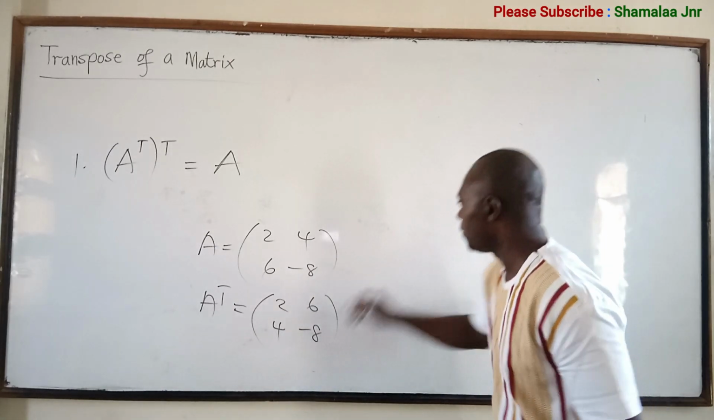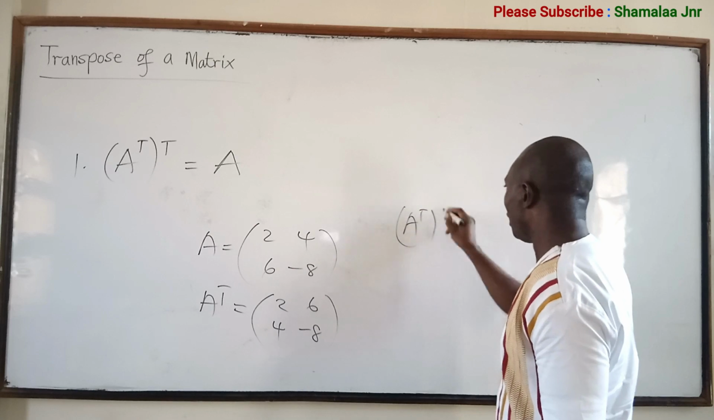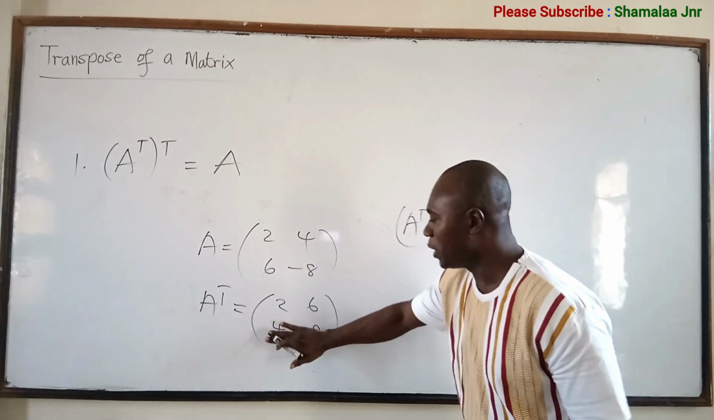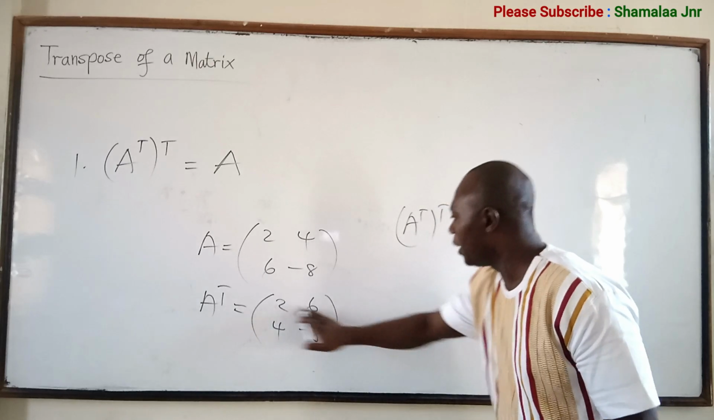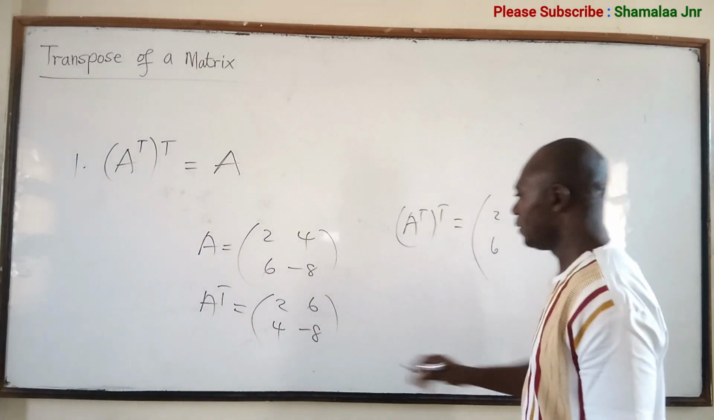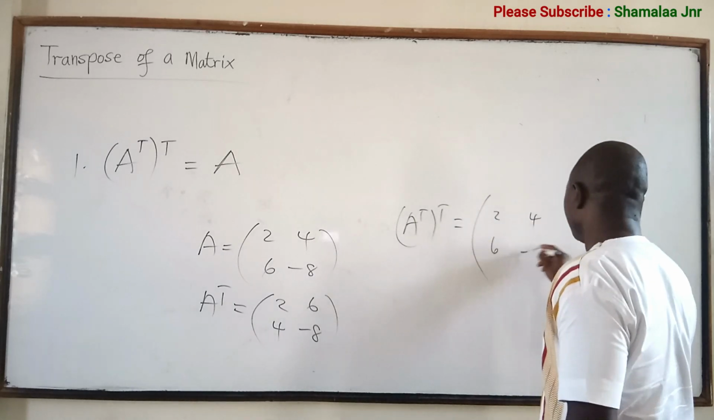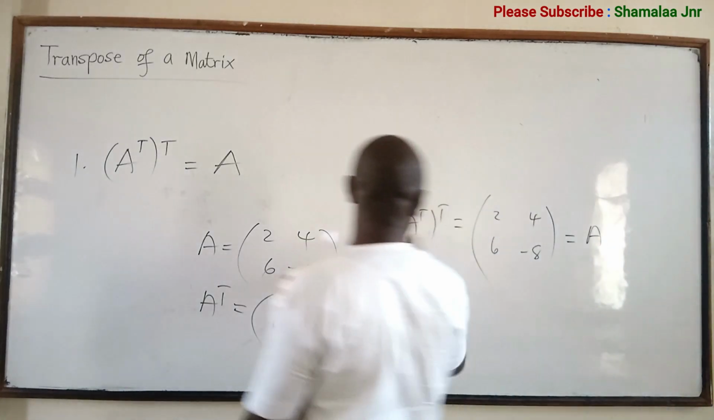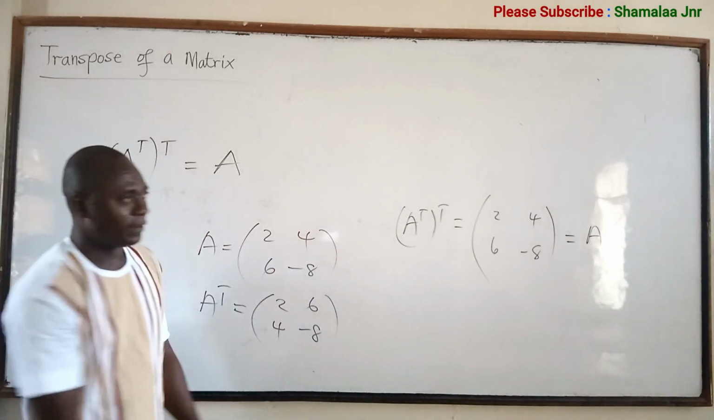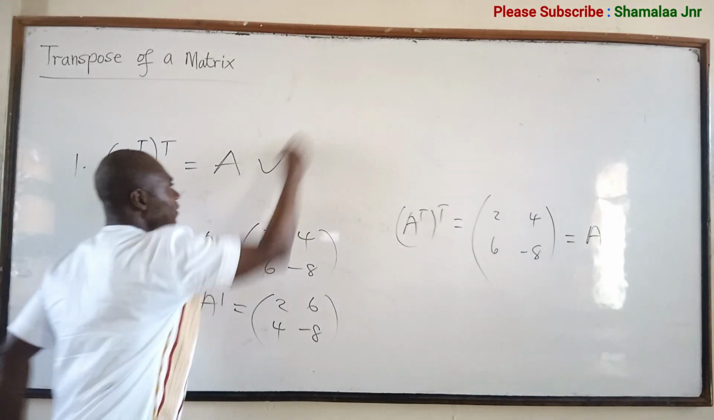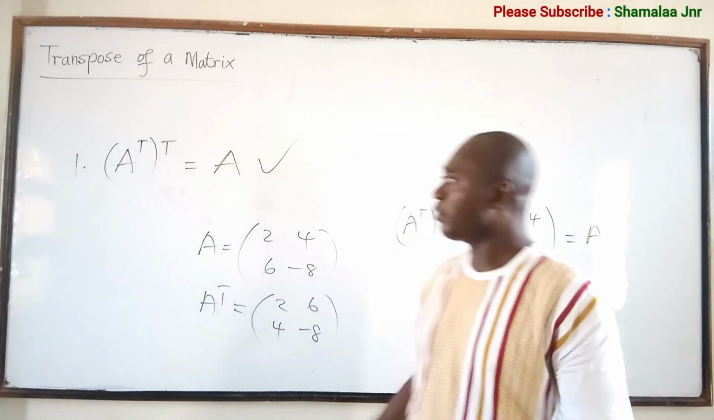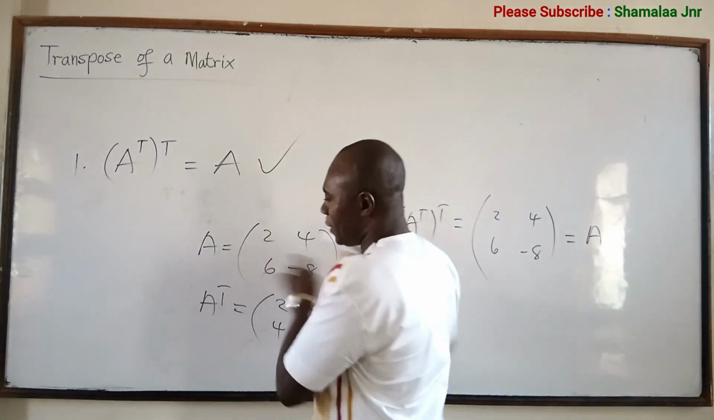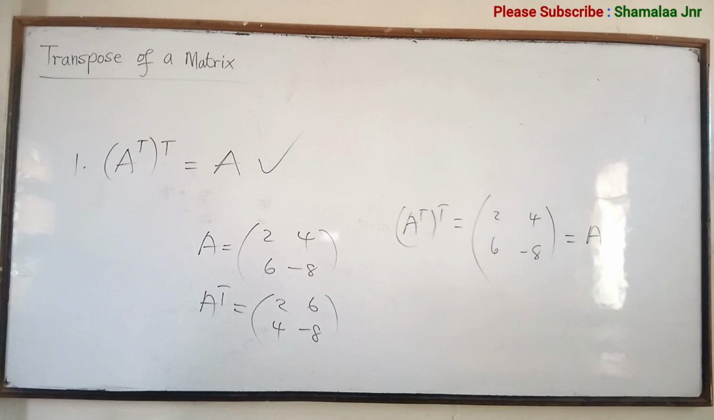So let's try to transpose this. A transpose, transposed again, is equal to, so I'm going to transpose this. The elements in the first row will become 2, 6, and the elements here become 4, negative 8. And this one is the same as A. It says 2, 4, 6, negative 8. So it means that this statement is true. The transpose of A transpose is A. Are you seeing it? At times we can give you some matrices and ask you to verify some of these things.